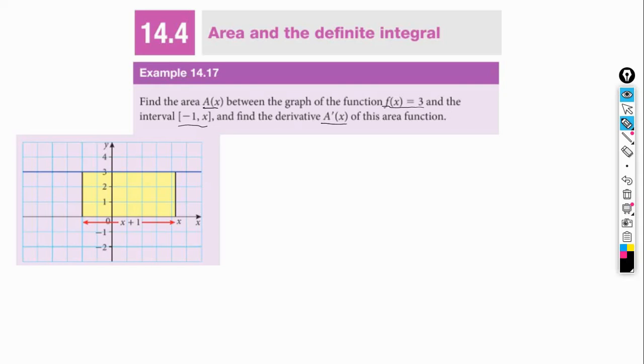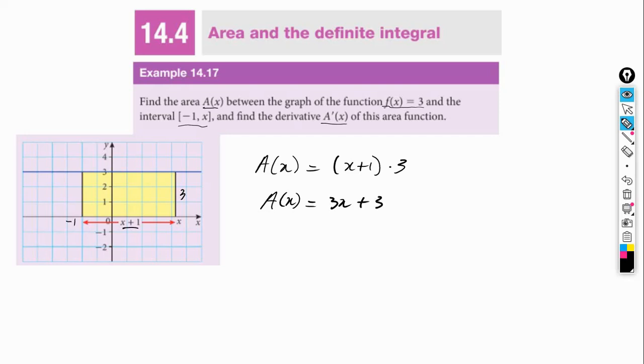So this is a rectangle that has a base of length x plus 1. That would be the distance between -1 and the value x here, right? It would be a total distance of x plus 1. So the area is going to equal base x plus 1 times the height, which in this case is 3. So x plus 1 times 3, and this simply is going to equal 3x plus 3.